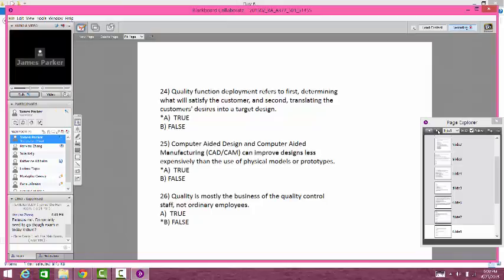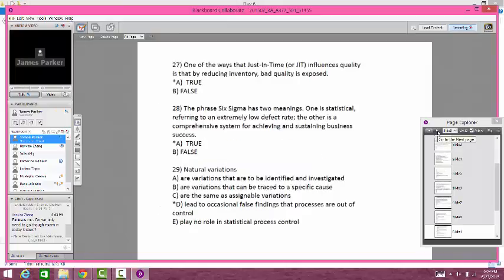Computer-aided design, right. So the deal with computer-aided design, CAD-CAM, going into the manufacturing bit too. Like I say, draftsmen, model makers, those type of folks, the sculptors, they're going to find a tough road in terms of commercial applications because it's just so much quicker and easier to do it all digitally. Quality is mostly the business of quality control staff, not ordinary employees. Obviously, it goes throughout the organization. Everybody within the organization needs to have that sort of focus.